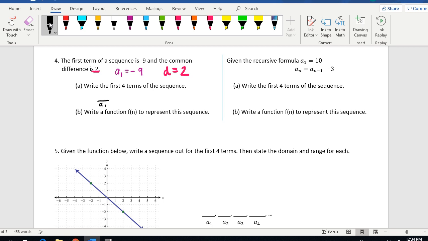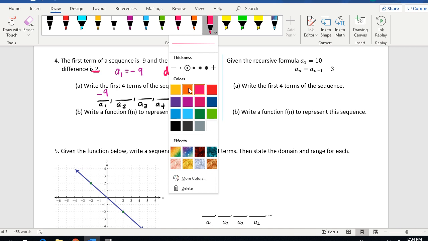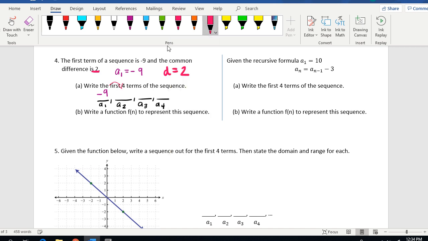And just so y'all see, remember this is a sub 1, a sub 2, a sub 3, a sub 4, okay? And -9 is the first. So all I'm going to do is add 2 to my next term. So -9 plus 2 is -7. -7 plus 2 is -5. -5 plus 2 is -3. So there are my first 4 terms.